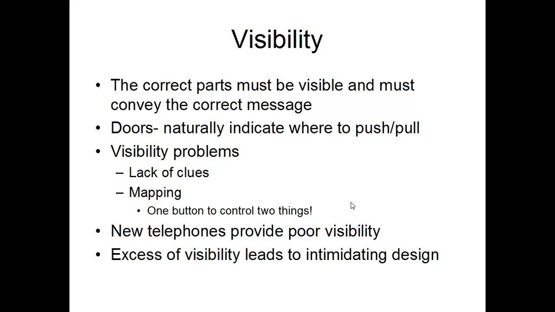For example, let's say we have only one button on the wall to control two things, like a fan and a tube light. Then we won't understand that putting it on means the tube light is on, putting it off means the fan is off, or something of that sort. You can also take a look at new digital telephones, which provide very poor visibility because the same key can have a lot of functionality. This also happens with mobile phones.